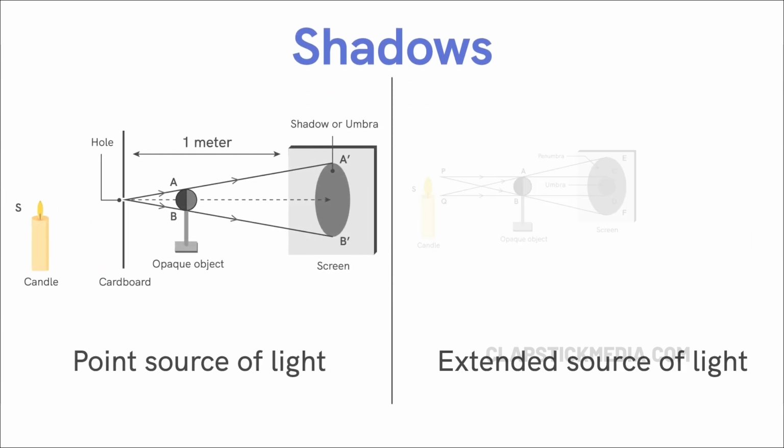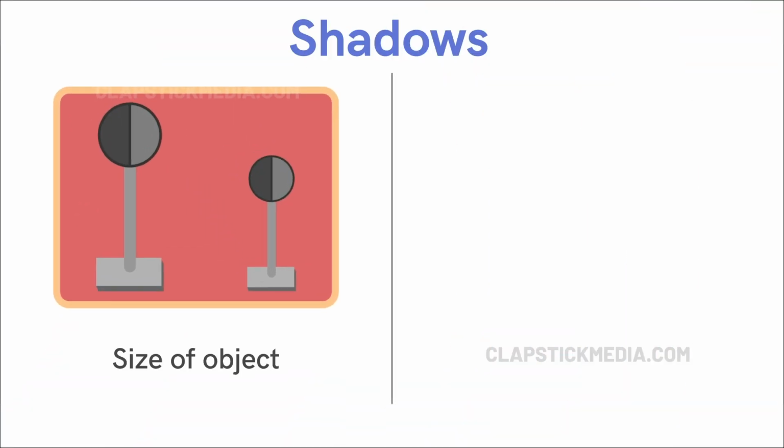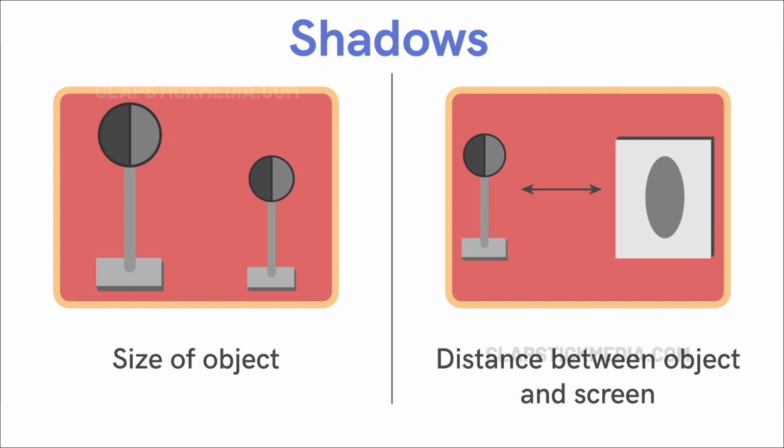In the previous video, we learned how a shadow is formed by a point source of light and an extended source of light. We also performed experiments to understand the shadows in a better way. Here, we will see the effects of the size of the object and the distance between the object and the screen on the shadow formation.